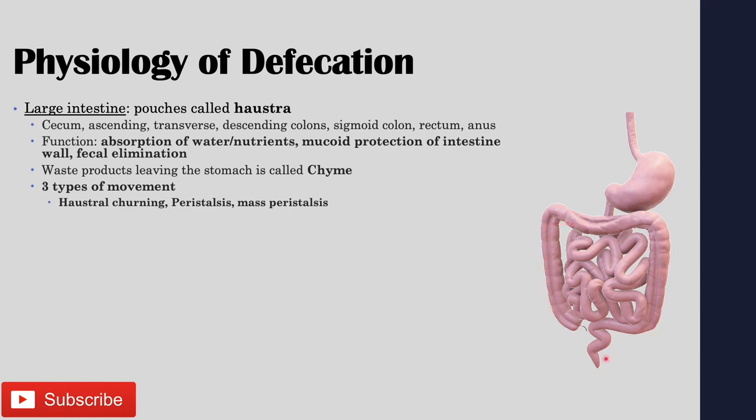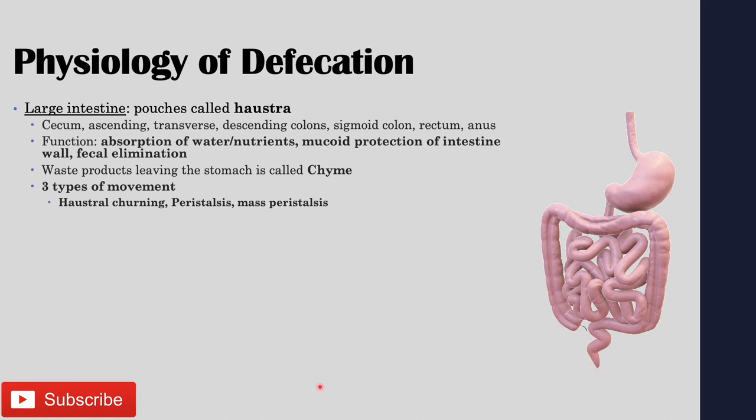The large intestine begins with the cecum. Attached to the cecum is the appendix, this small piece hanging off. That's our appendix, and it's attached to the large intestine. That begins with the cecum, then it goes into the ascending colon, the transverse colon, descending colon, sigmoid colon. Then you have the rectum, the anal canal, and the anus.